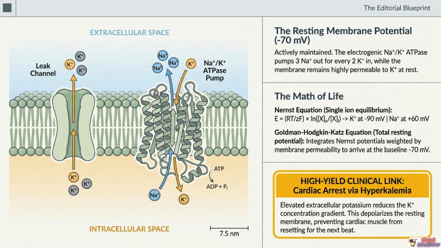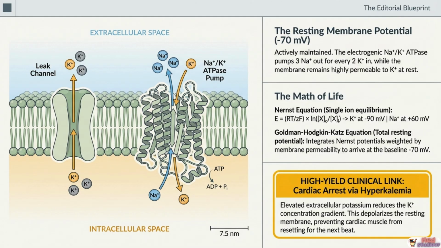All physiological processes begin at the cellular level, where the plasma membrane serves as a selectively permeable boundary. This lipid bilayer actively maintains an electrical voltage difference, known as the resting membrane potential, baseline measured at minus 70 millivolts. This critical baseline is established by the unequal distribution of ions, the high resting permeability of potassium leak channels, and the electrogenic action of the sodium-potassium ATPase pump, which expels 3 sodium ions for every 2 potassium ions brought inside.